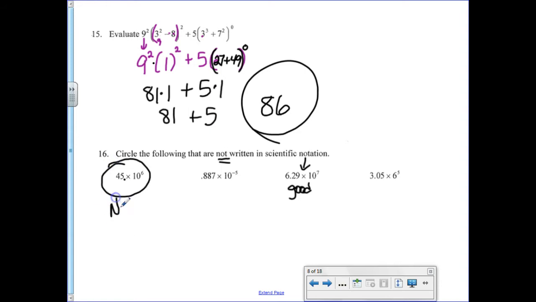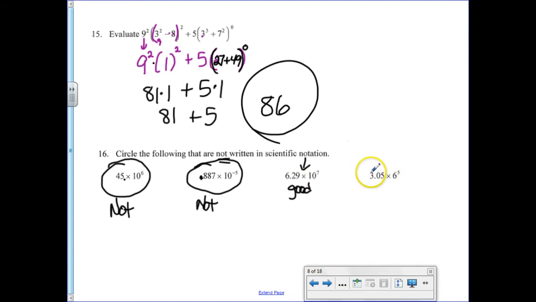This one is not in scientific notation because that decimal point's in the wrong place. Look at this next one. I see this times 10 to the negative 5, and I'm thinking that's good, but my decimal point is right here. That is not in scientific notation because if it were, the decimal point would be between the two 8s. We said this one was good, so don't circle this third one.